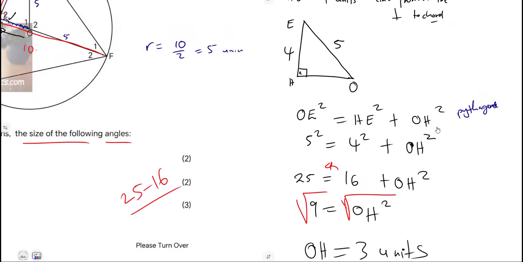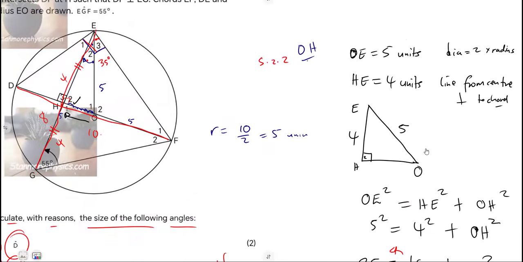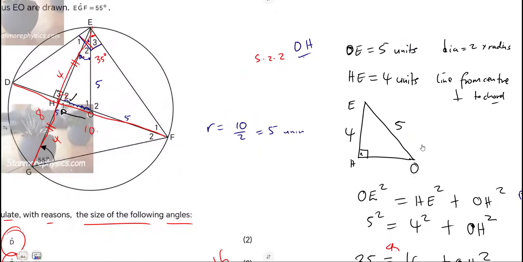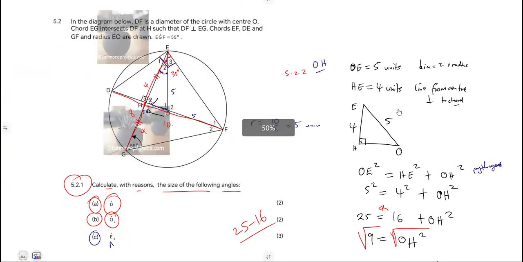All right, so that is the concept. You could have played around with it that way. Like I said, so many ways. This is maths, guys. There are so many ways that you can actually use in answering these typical questions.